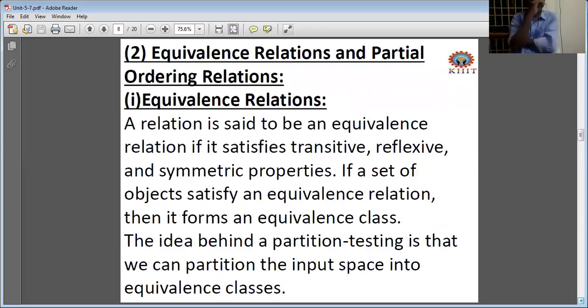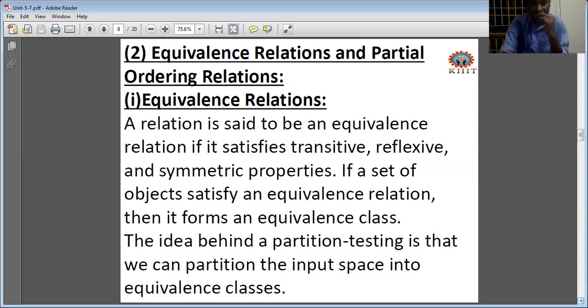Next, equivalence relations and partial order relations. What is meant by equivalence relation? A relation is said to be an equivalence relation if it satisfies transitive, reflexive, and symmetric properties. If a set of objects satisfies an equivalence relation, then it forms an equivalence class.